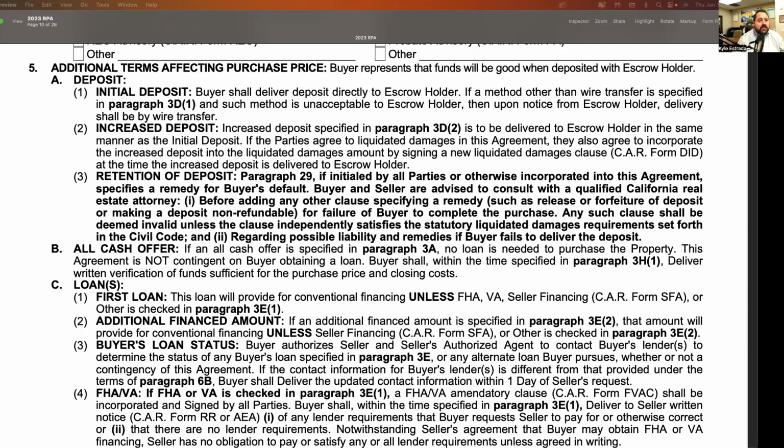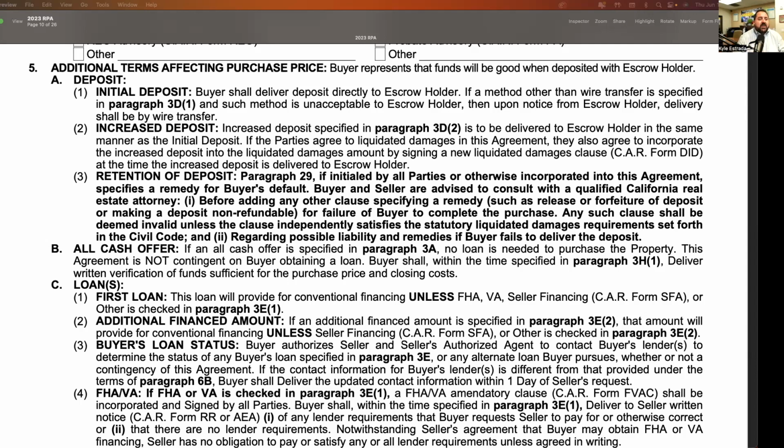If the parties agree to liquidated damages in this agreement, they also agree to incorporate the increased deposit into the liquidated damage amount by signing a new liquidated damages clause on the CAR form DID. It's just like a receipt for those funds going in. You put them in, you sign that, and now whatever that money was in the increased deposit becomes part of liquidated damages, just like your initial deposit does. Okay. Retention of deposit.